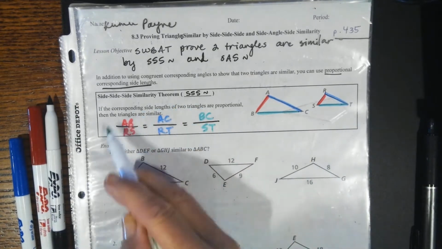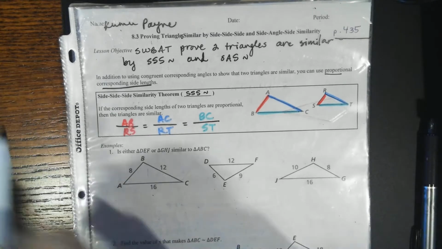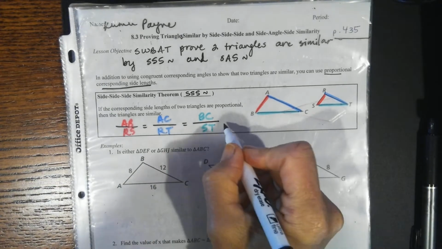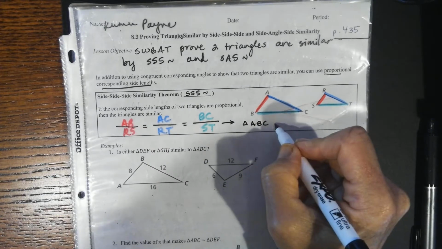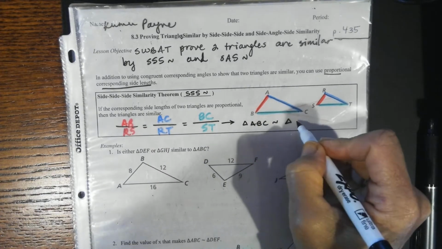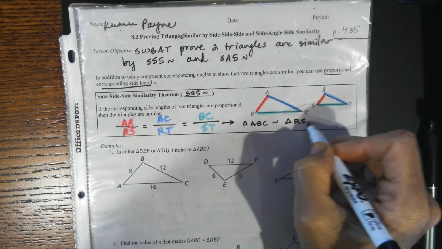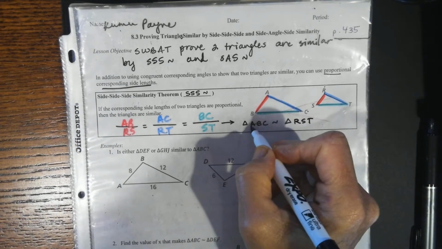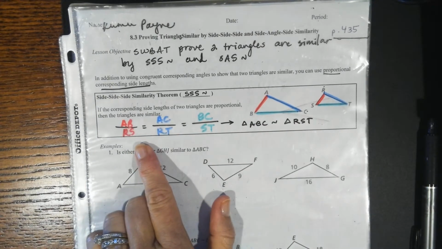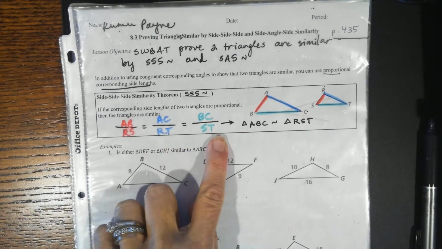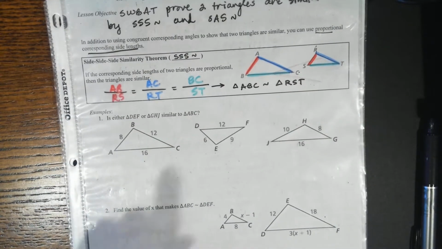If these all equal the same thing, the same number, then you have that triangle ABC is similar to triangle RST. Remember, it has to be the same direction. There we go. And that's what you need. So you need to be able to get the ratios of the sides equal to the same. So we'll do an example right here.